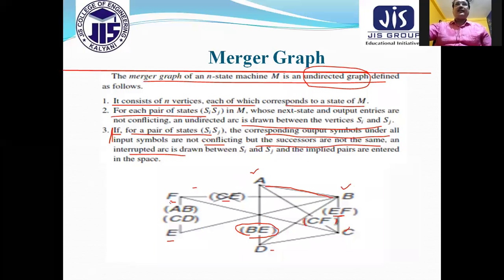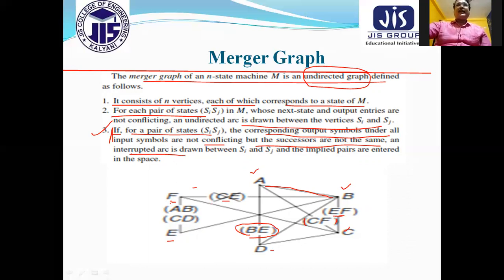You can see it. So step 2 is saying what are the implied pair we can draw in an unbroken manner of the undirected edge. If there is no implied pair, they are compatible, a directed edge we can draw that. Okay. After that, now the task is this part, the third step. Third step is saying that if for a pair of states, the corresponding output symbol under all input symbol are not conflicting, but successor are not the same there.